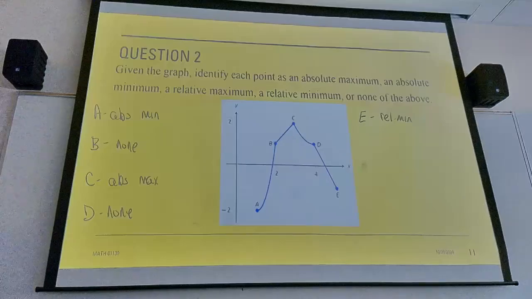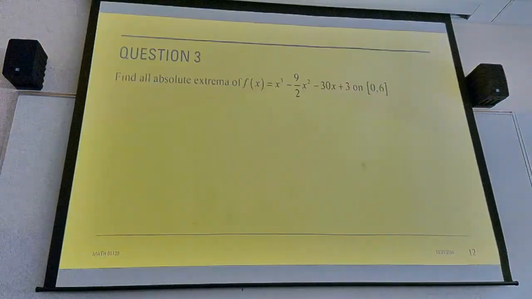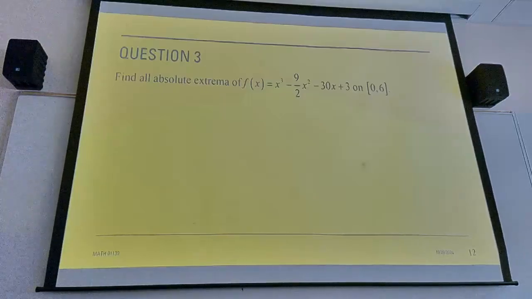Okay, so now we have a fairly good understanding of what an absolute max, absolute min, relative max, and relative min are. Without graphing, we will now find all of the absolute extrema. Like I said, the relative extrema we will look at next time. So now we're just focused on the absolute.